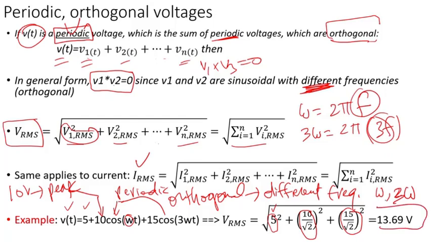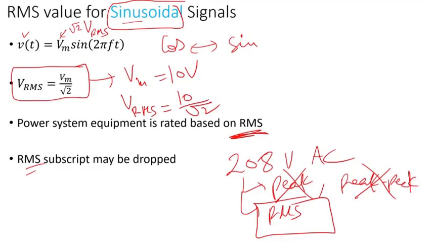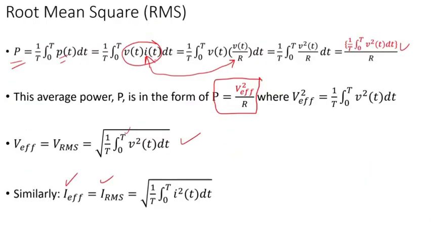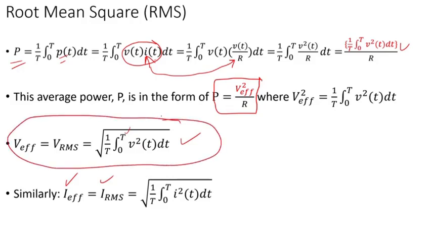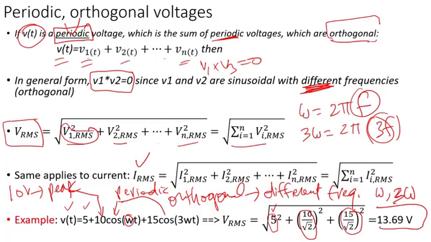13.69 volts. Because if it was not for this nice equation here, I would have to apply this crazy equation here to calculate the RMS. You can imagine it's a lot of integration, but because those two conditions are met, I skipped all the integration and just applied this nice equation here.